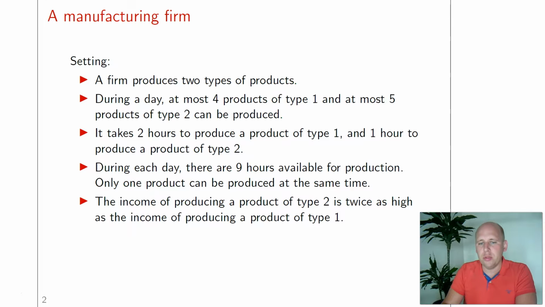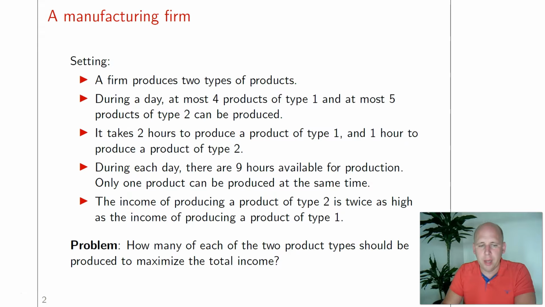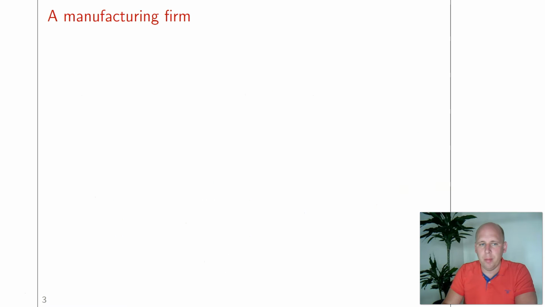The income of producing a product of type 2 is twice as high as the income of producing a product of type 1. And then the question is how much should we produce of both of the product types in order to maximize the total income.